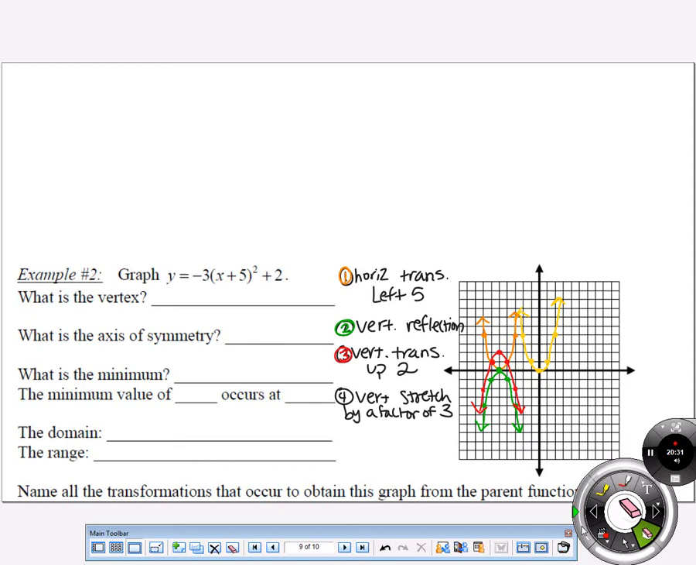I'm not erasing the red one that you're making right now. Can I erase the other ones?